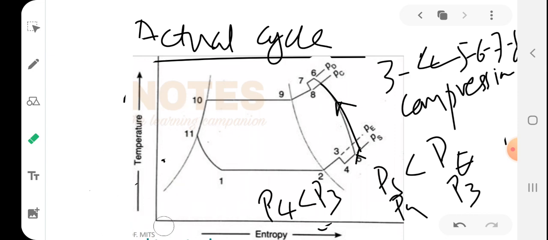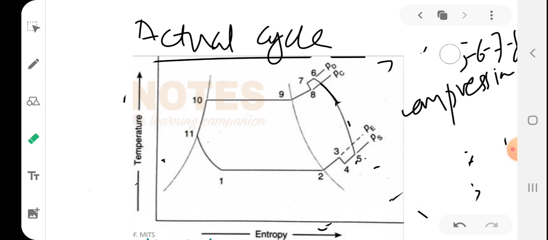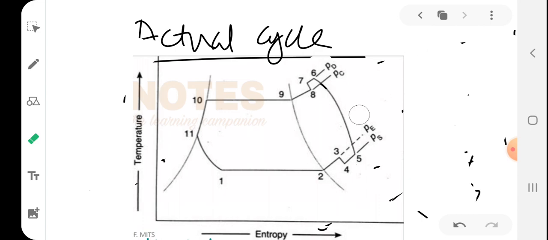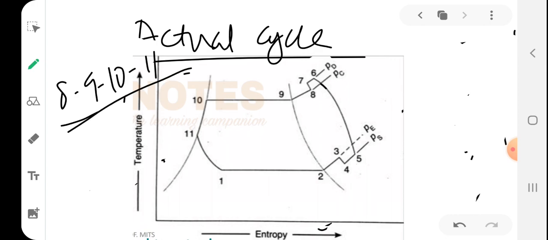Now after 8, what is happening? After 8, it should go to the condenser, right? The process 8 to 9 to 10 to 11 is condensation. The process represents the flow of refrigerant through the condenser. The process 8 to 9 represents the cooling of superheated vapor refrigerant to the dry saturated state. So it is brought back to the dry saturated state.